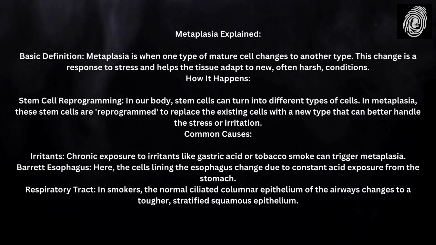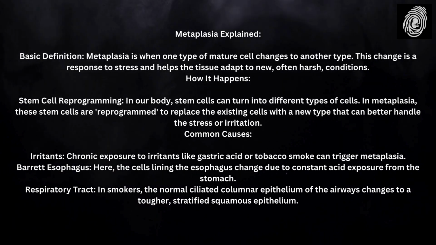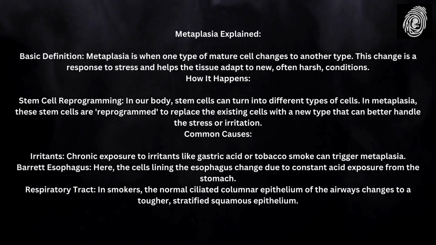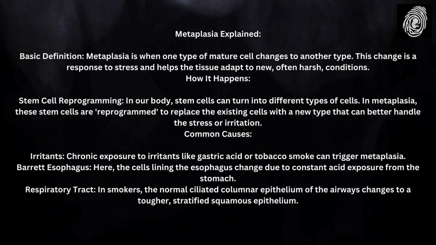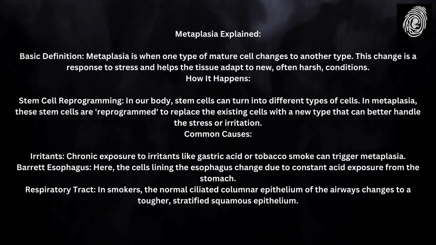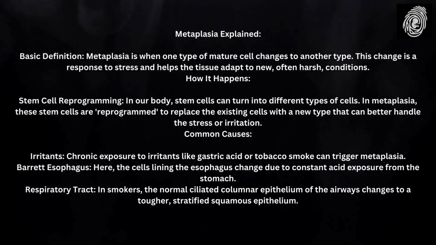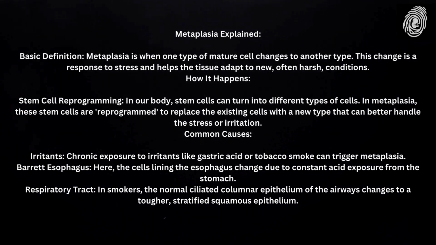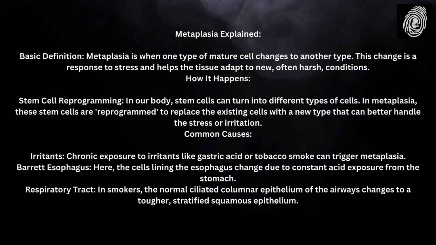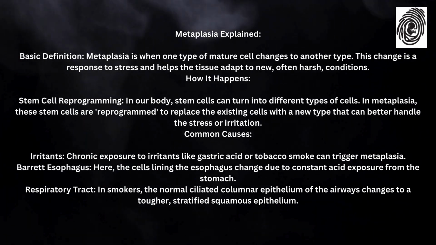Irritants. Chronic exposure to irritants like gastric acid or tobacco smoke can trigger metaplasia. Barrett esophagus. Here, the cells lining the esophagus change due to constant acid exposure from the stomach. Respiratory tract. In smokers, the normal ciliated columnar epithelium of the airways changes to a tougher, stratified squamous epithelium.